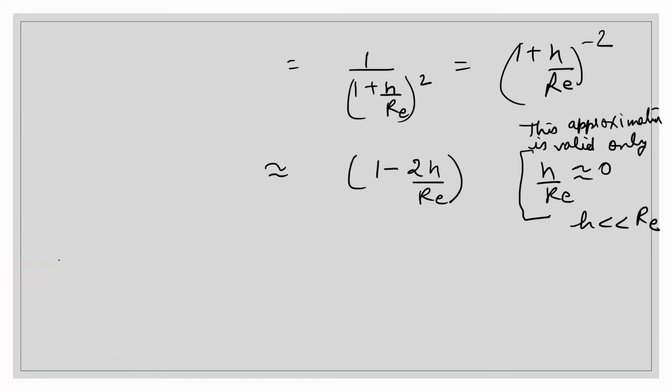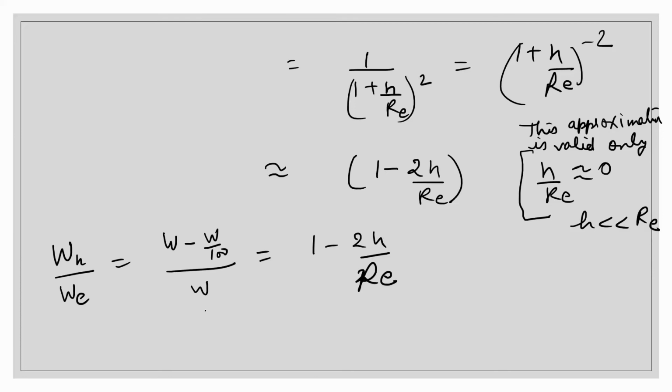So in this question we were asked to find out the height at which we experience a weight loss of 1%. If I write the weight at height h and the weight at the earth's surface, I need to find where I experience a weight loss of 1%. So say it as W minus W by 100, that is a weight loss of 1%. This will be equal to 1 minus 2h by Re.